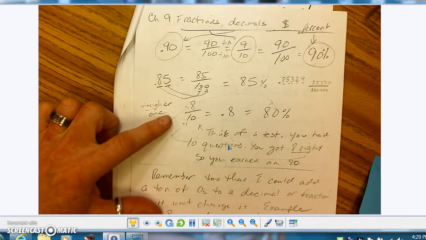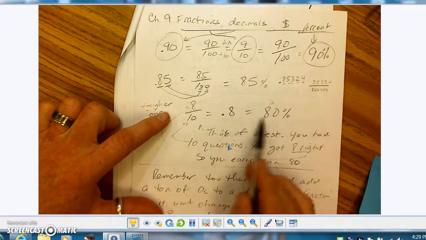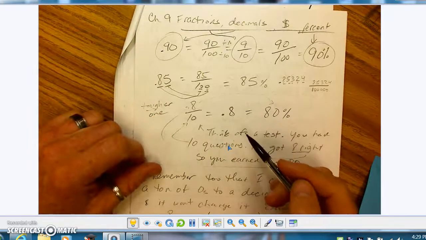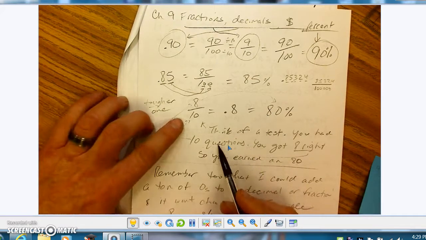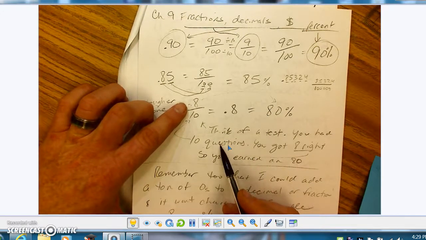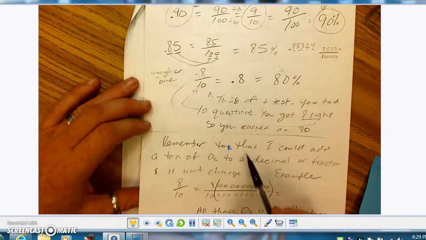Okay, tougher one. What about 8 tenths? Well, 8 tenths is the same as 0.8 or 80%. Think of it like a test. Like you took a 10-question test and you got 8 right. Wouldn't you get an 80%, right? So that's one way to think about it.